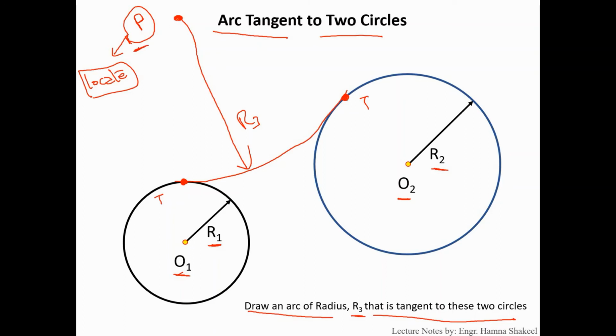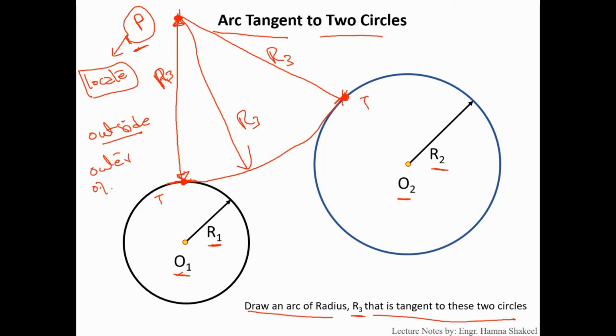So this point P is at an offset distance of R3 from this circle number 1, and this point P is also at an offset distance of R3 from this circle number 2, and in this case the offset distance is towards the outside. So you have to take outer offsets of these two circles. Let's see how you can do that.